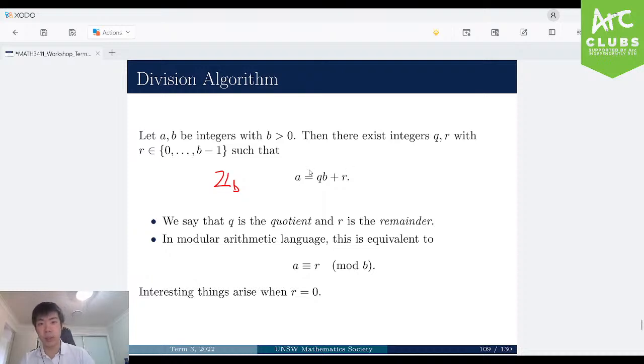So essentially you're taking some number a and some divisor b. You're dividing a by b to receive a quotient and a remainder. That's exactly what I said here. We said that q is the quotient and r is the remainder. In modular arithmetic language, this is equivalent to saying that a is congruent to r mod b. So this number that we first chose is congruent to its remainder under modulo b.